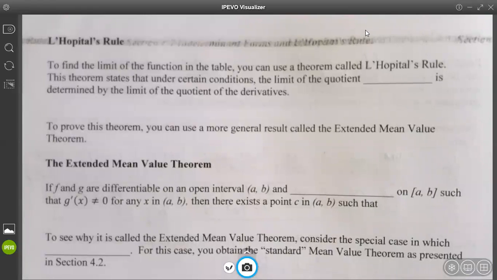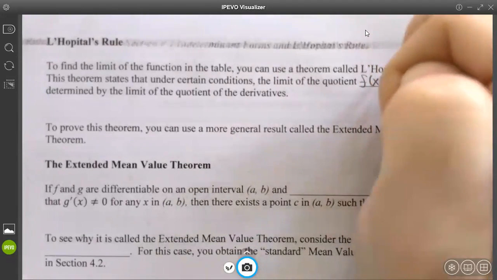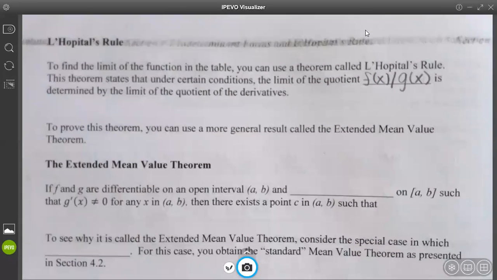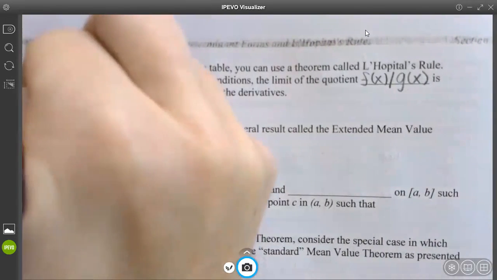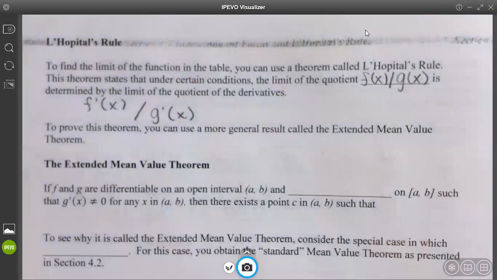All right, so to find the limit of the function in the table, you can use a theorem called L'Hopital's rule. This theorem states that under certain conditions, the limit of the quotient f of x over g of x is determined by the limit of the quotient of the derivatives. So f prime of x over g prime of x. To prove this theorem, you can use a more general result called the extended mean value theorem.